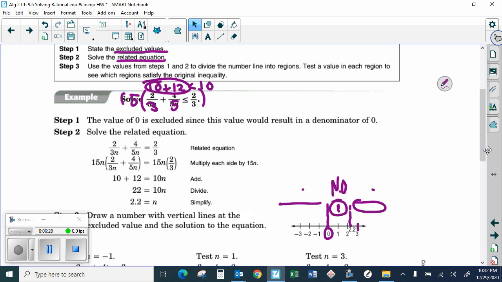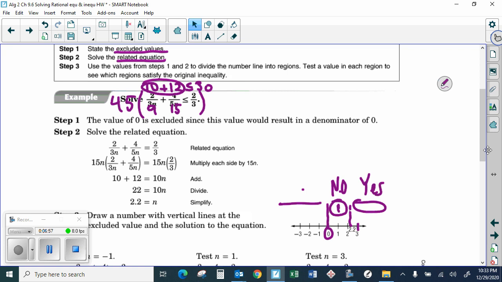Pick 3 now, for example, for that region. 3 times 3 is 9, 5 times 3 is 15. So 45 is going to be a common denominator. 5 times 2 is 10, 3 times 4 is 12, and 15 times 2 is 30. Is 22 less than or equal to 30? Yes, it is. So this region is a go.